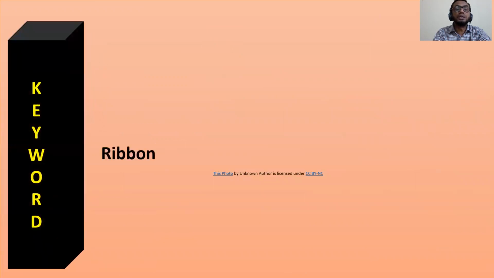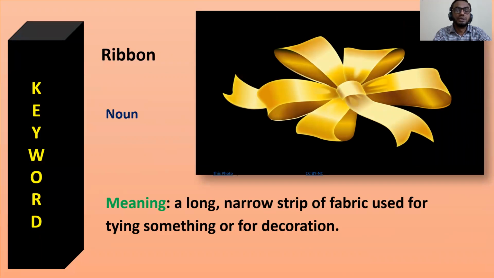fine. Now look at keyword number 3, that is ribbon. Look at the picture here. Can you understand what a ribbon is? Okay, fine. Then this is a noun, and the meaning is a long, narrow strip of fabric used for tying something or for decoration. Suppose you are going to wrap some gift, then what do you need? You need some ribbon, isn't it? Can you understand what a ribbon is? Okay, fine.